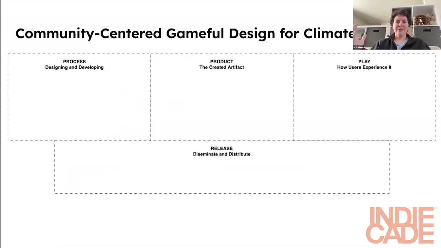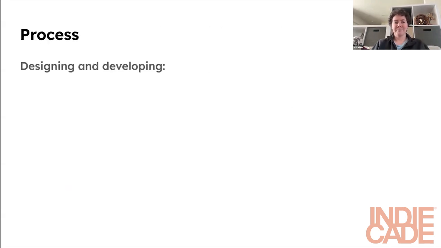So the framework itself is divided into four chunks, which is the process, which is the process of creating the thing, the design and development process, the product, which is the thing that you create, in this case, a game, but it could also be some other type of artifact, the play, which is how users experience it, and then the release, which is how you get it out to the world. So I'm going to go through each of these chunks and break it down into specific steps that you can do or specific things that you might be inspired by.